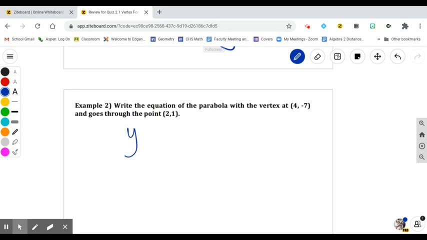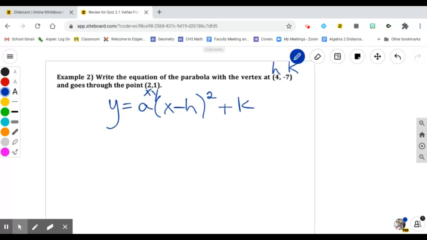I'm going to rewrite it here. And then remember, what you want to do here is label your points. Your vertex is HK. Your point is XY. So then what you do is you plug in HK, X, and Y, and we solve for A. So Y is 1. We don't know A. That's what we're trying to find.